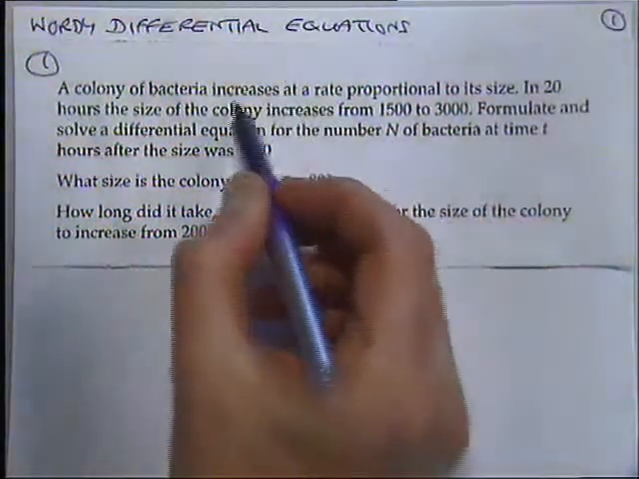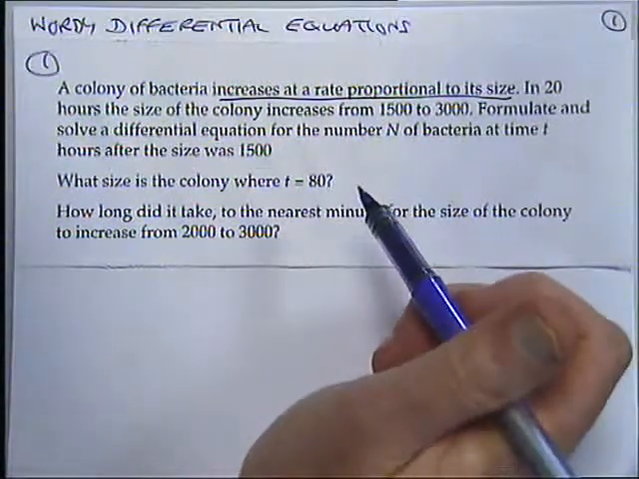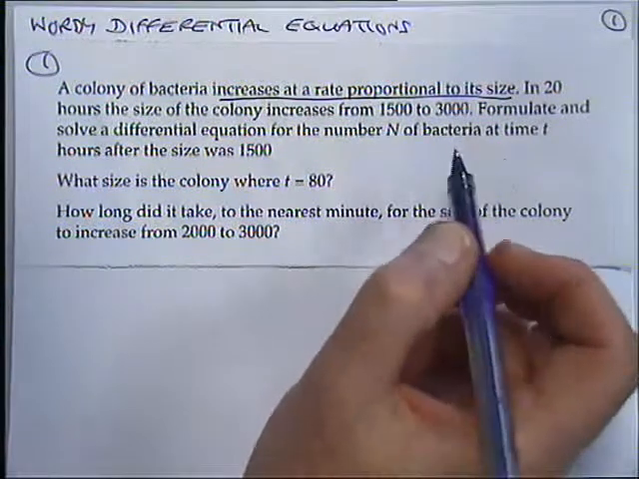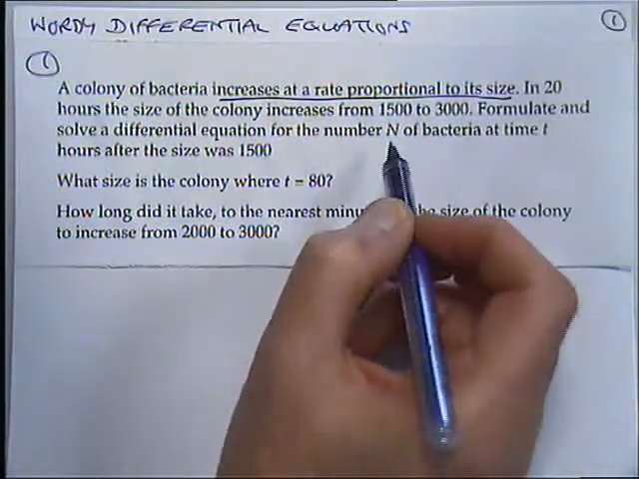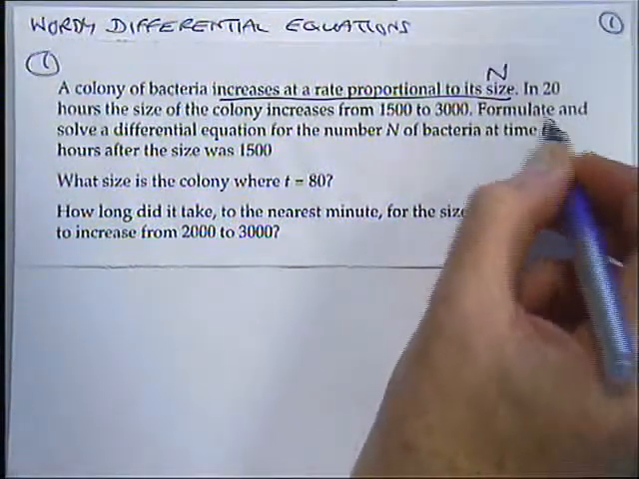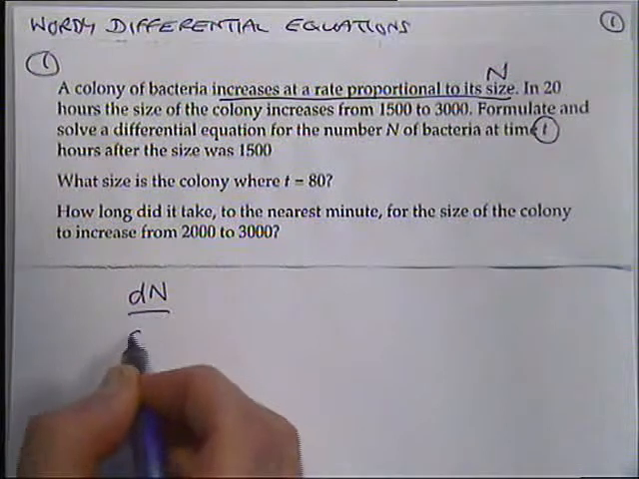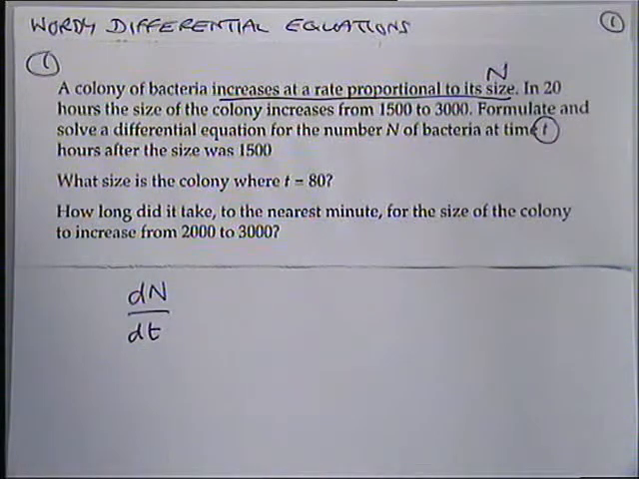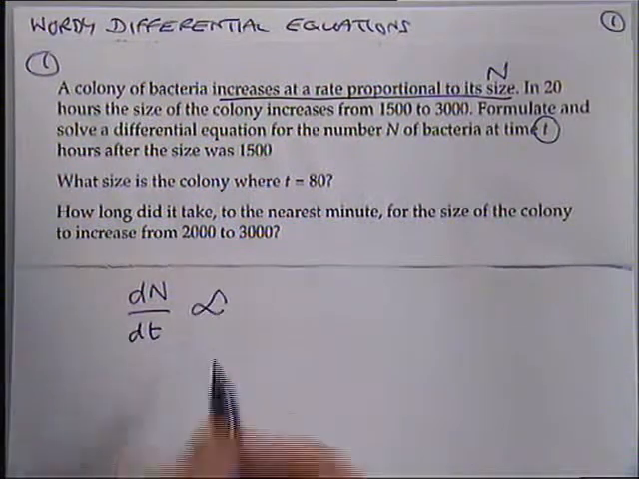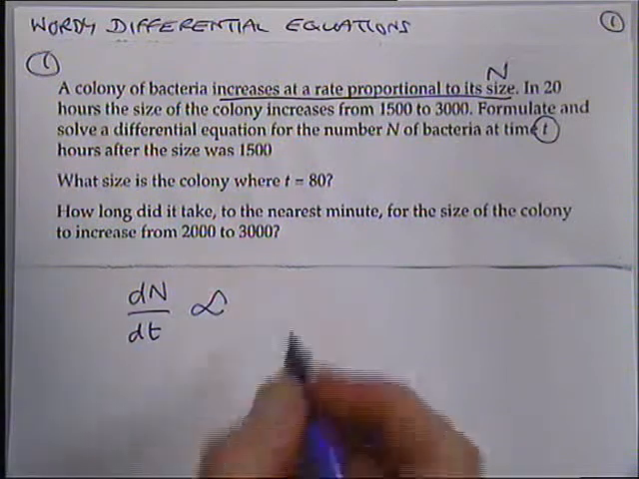It says here, it increases at a rate proportional to its size. That is where we get our basic differential equation from. Its size is n, and it's increasing over time. So how it is increasing over time is dn/dt. That is the rate at which it increases, the rate at which it changes. And it says it's proportional to, you should be familiar with that symbol from GCSE, proportional to its size, and its size is n.